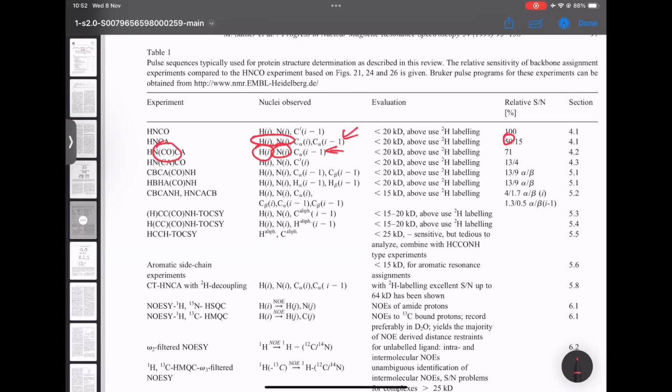On the other hand, if you tune this experiment through the carbonyl, you can still get a better sensitivity. That's because you're only selecting one pathway, so you can ensure that the maximum sensitivity comes.